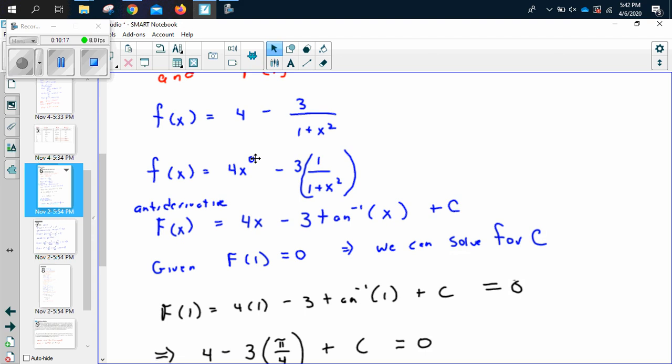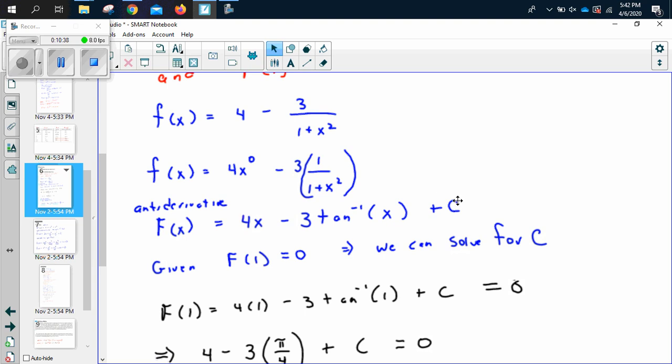We add 1 to the exponent, divide by the new exponent. So the antiderivative of 4 is 4x minus 3. This 1 over 1 plus x squared is the derivative of tan inverse x. So the antiderivative of this is tan inverse x, and then we have to go plus c.